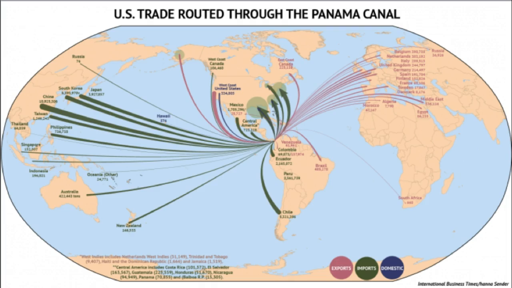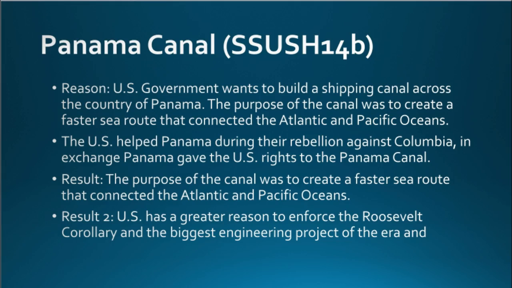And this Panama Canal is going to be used by a lot of different people, and the U.S. providing this is going to bring the U.S. a lot of money. The Panama Canal is going to increase trade. It allows for cheap trade. It's a faster sea route that connects the Atlantic to the Pacific. And this is going to give the U.S. a greater reason to implement the Roosevelt Corollary.